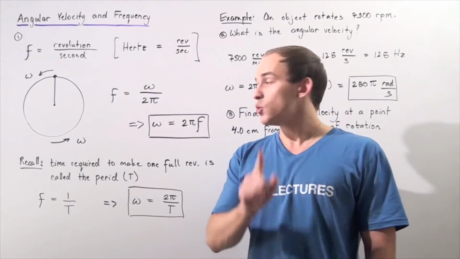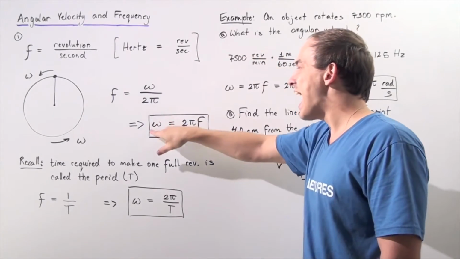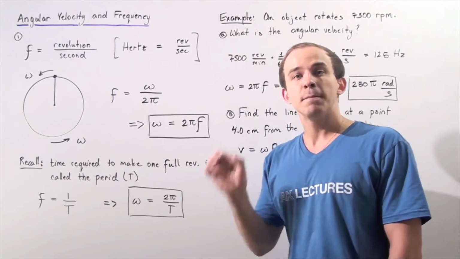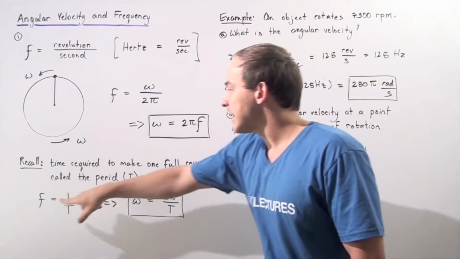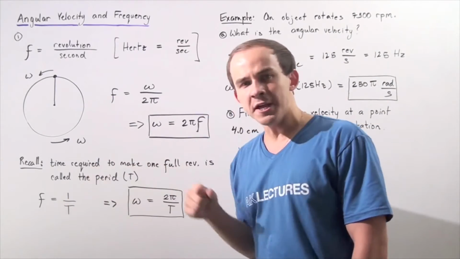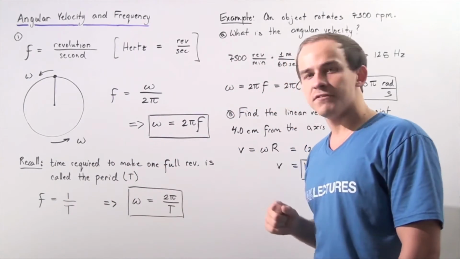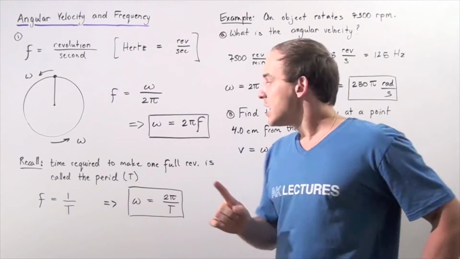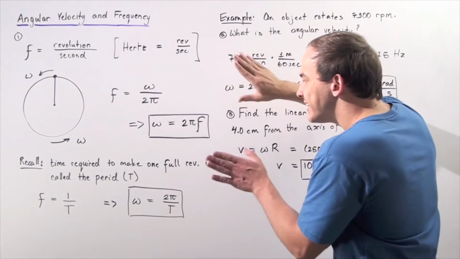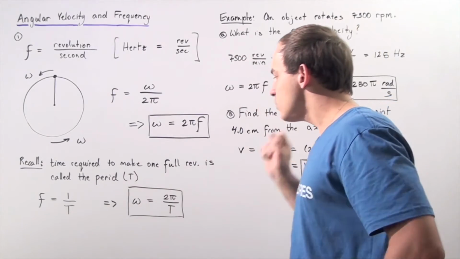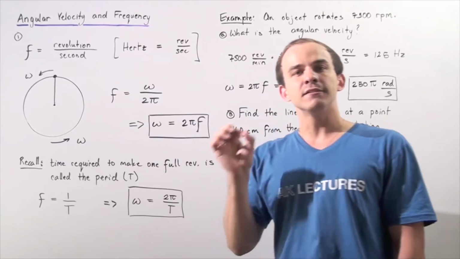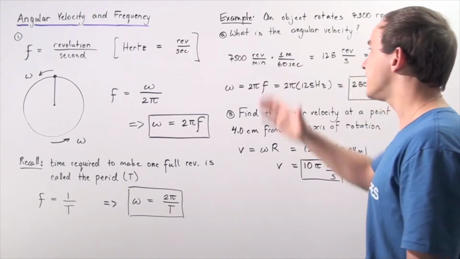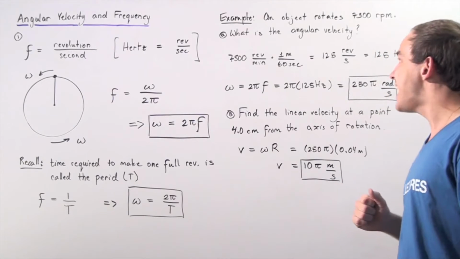So if we want to, we can also represent our angular velocity in terms of pi and our period. We simply replace frequency with 1 over period, and we see that angular velocity is equal to 2 pi divided by the period. So these two equations can come in very handy when we want to calculate the angular velocity knowing the frequency. So let's look at one application. Let's look at an example.